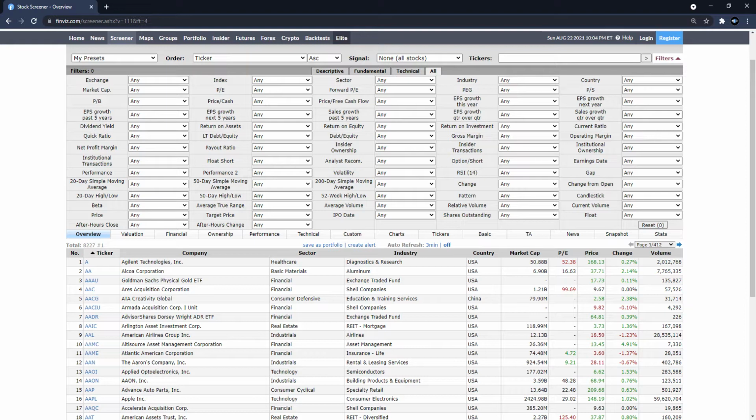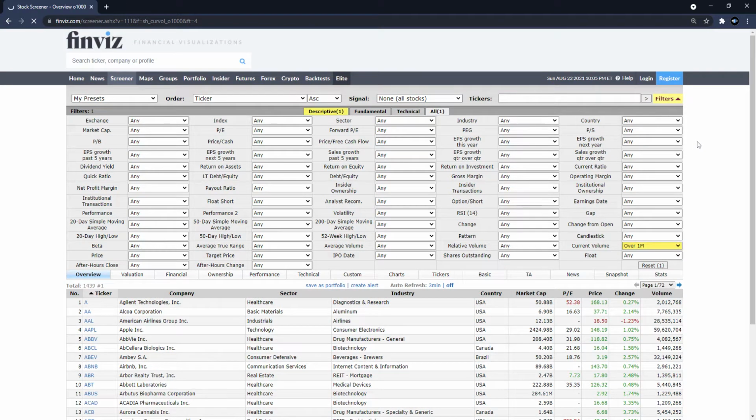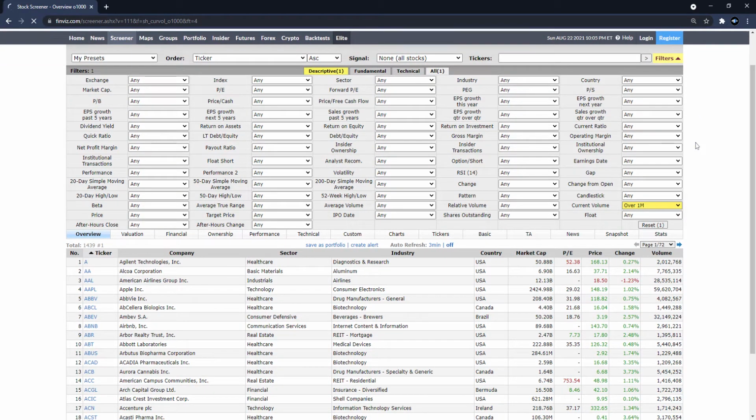So keep on watching. The first thing I look at in a stock is the current volume. For me, the current volume will be somewhere over 1 or 2 million. Why is that? Because I want the company to be liquid. I want the liquidity in the stock. So I just click on over 1 million, mainly because I want to get into the stock and out of the stock whenever I want. I want it to be a liquid stock.